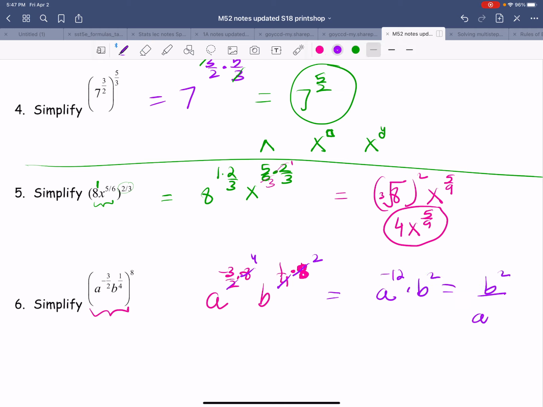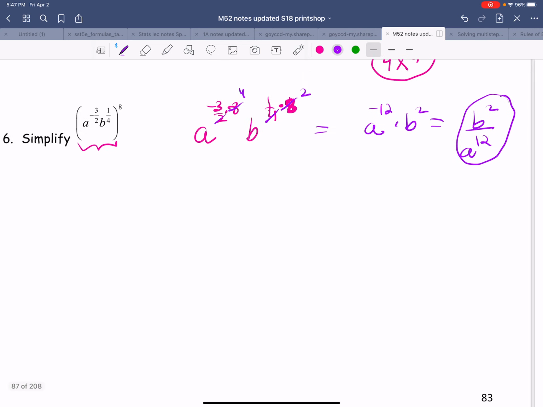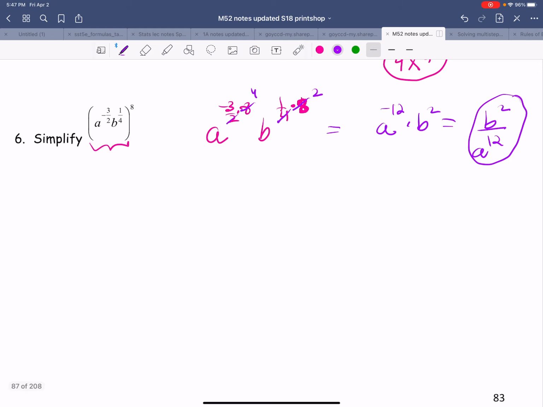So b squared over a to the 12th power. Because we have a negative exponent, it's a norm that we don't leave our final solution with the negative exponent. So we either bring them to the denominator to make them positive, or if you have a negative exponent in the denominator, we take it to the numerator to make it positive.